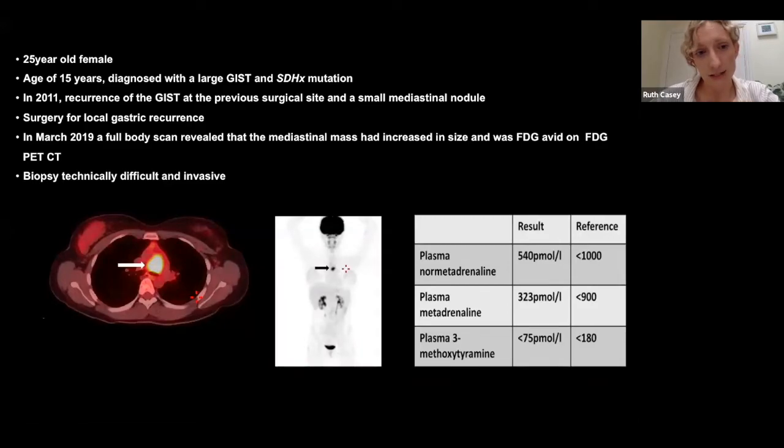Biopsy was technically difficult, so we went on to do some biochemical testing. Her plasma metanephrines were negative, but it's important to say that some paragangliomas, particularly those arising from parasympathetic tissue, which can be those located in the mediastinum and the neck, are often non-secretory.